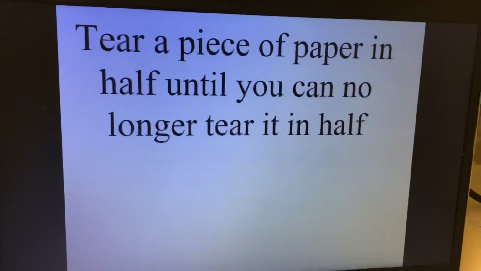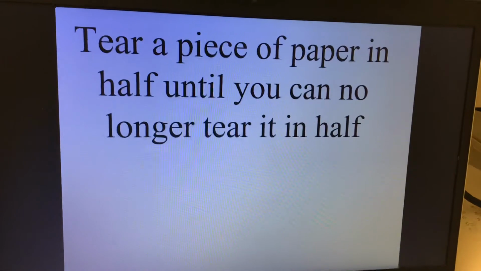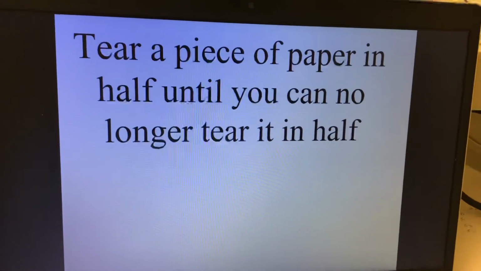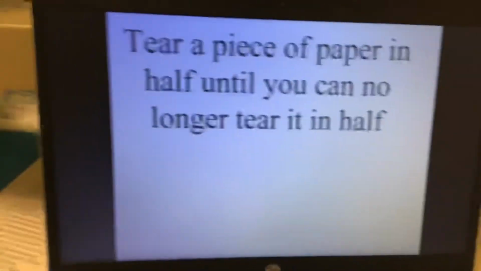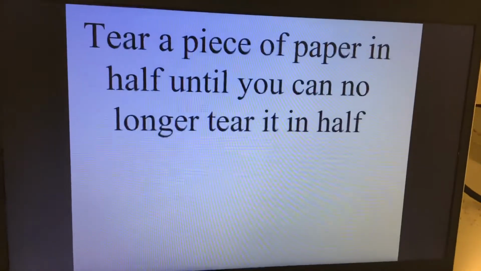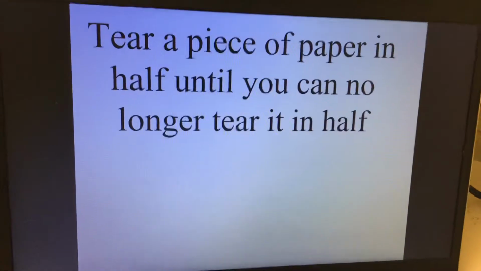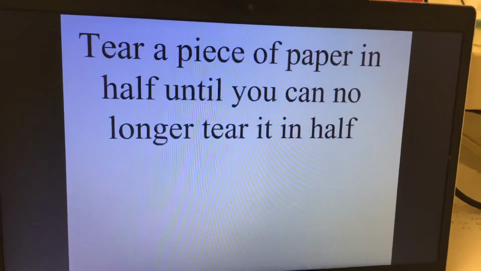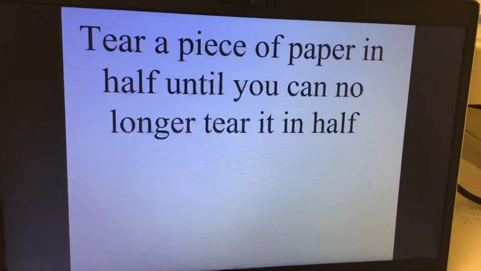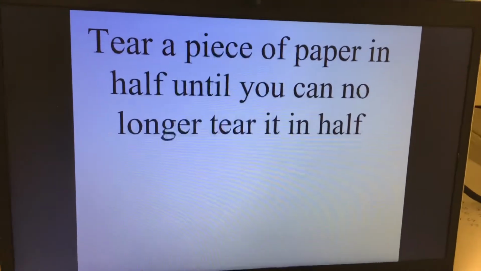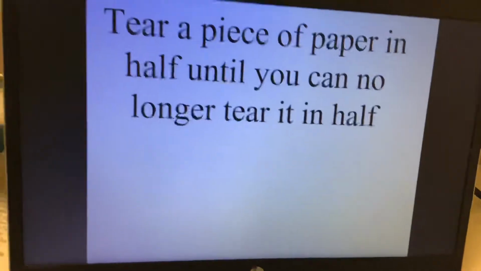Okay? If we tore a piece of paper into half until we could no longer tear it into half, we're signifying what matter is. We could take anything, a piece of gold, and cut it in half, and cut it in half, and cut it in half, and we would eventually be left with the simplest form of gold, one single atom.